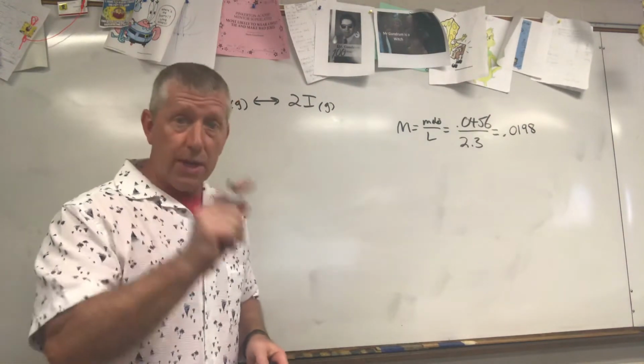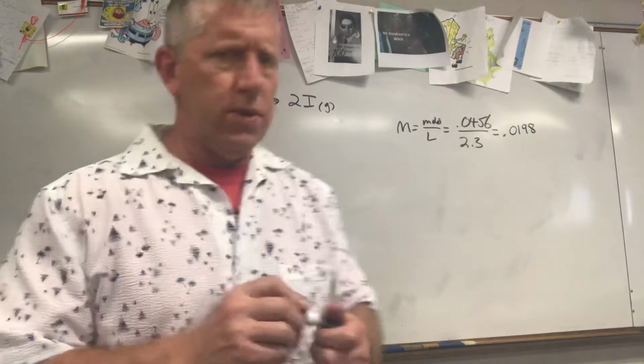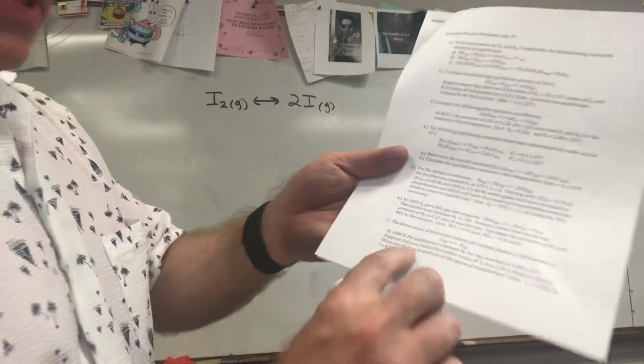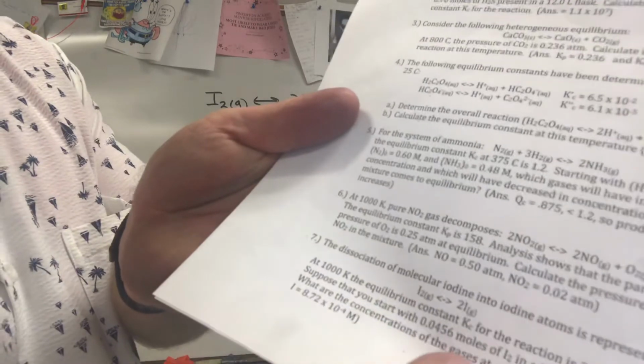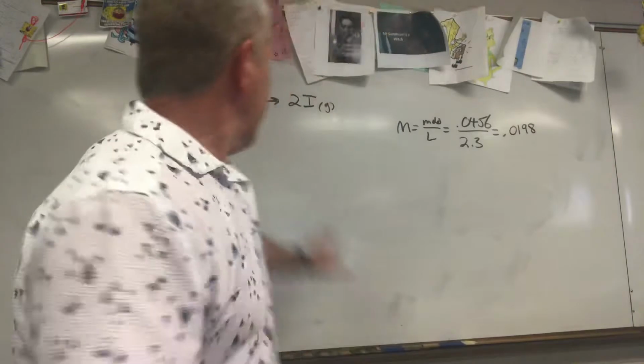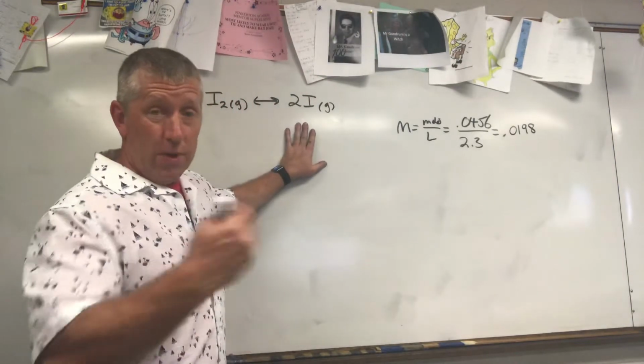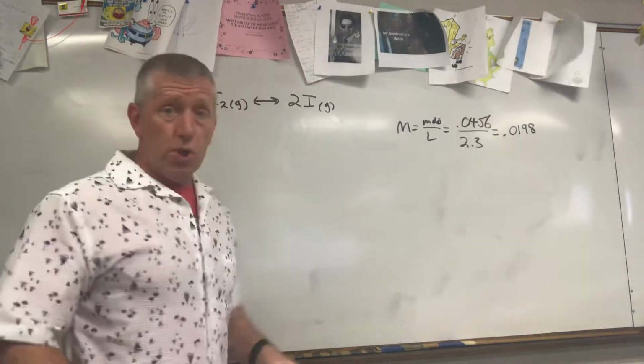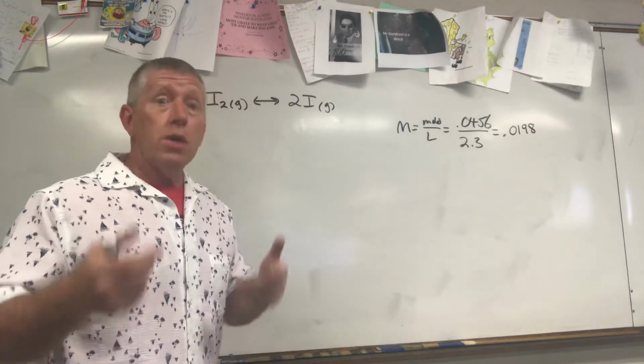Remember, ICE charts. Why are we going to use an ICE chart? Because look what it says once again: what are the concentrations of the gases at equilibrium? So we need the concentrations of these two. There's only 2 of them. The last problem we had 4 of them. You need those concentrations at equilibrium, so you have to use an ICE chart.